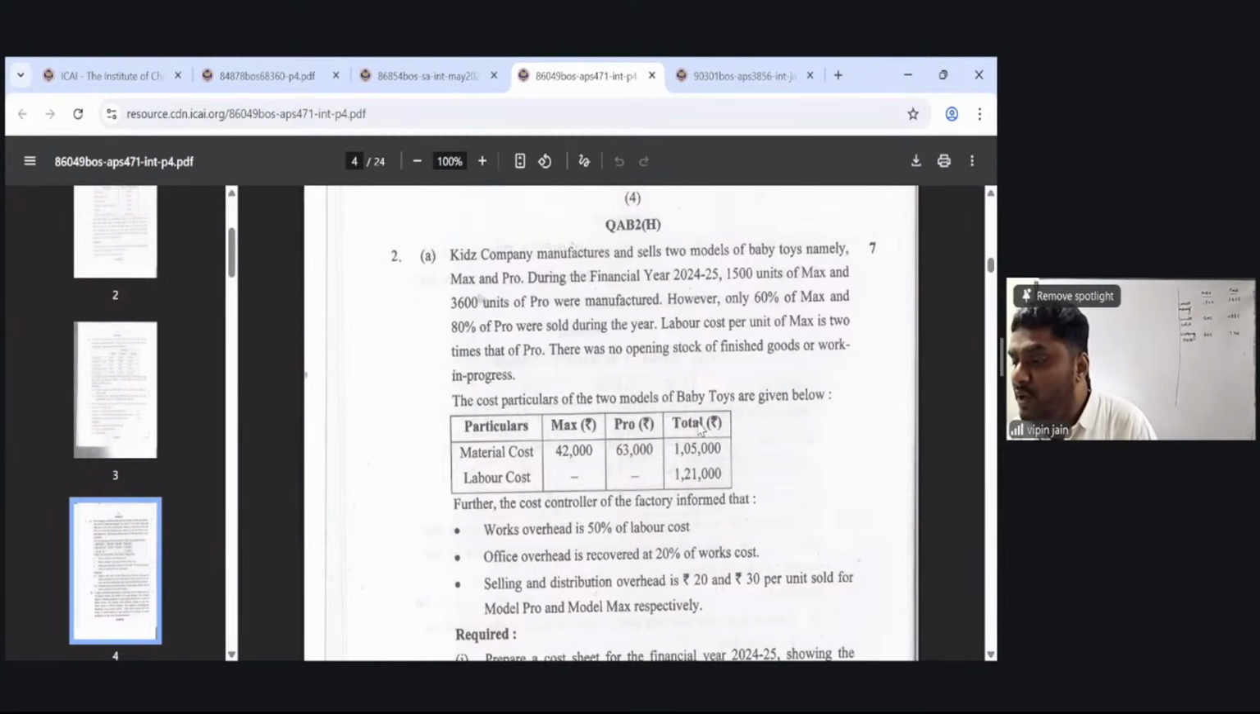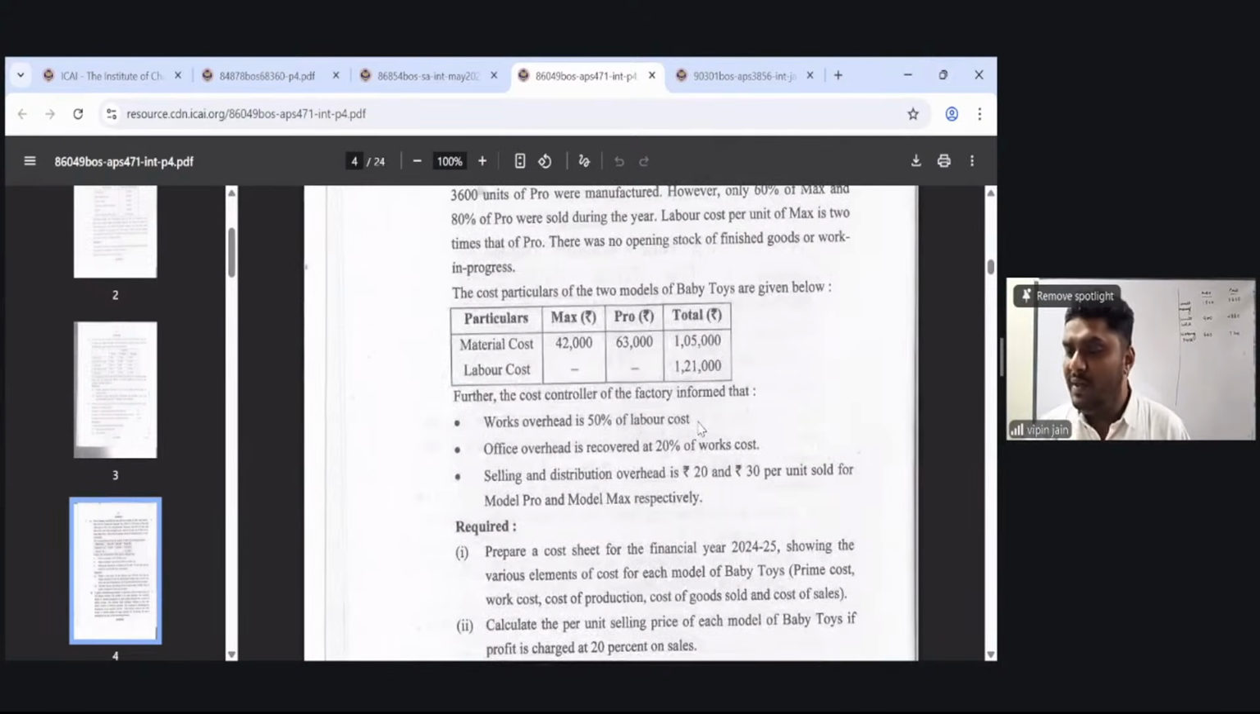Labor cost per unit of Max is 2 times that of Pro. Labor cost again per unit, not total labor cost. There is no opening stock and closing stock of finished goods or work in progress. Material cost is given separately for Max and Pro. But yes, you have to calculate the labor cost of Max and Pro. Work overheads are 50% of the labor. Office overheads are 20% of the factory cost or work cost. Selling and distribution overheads are given.